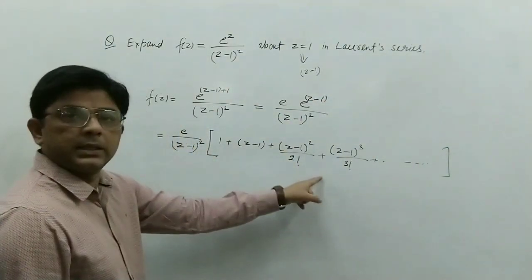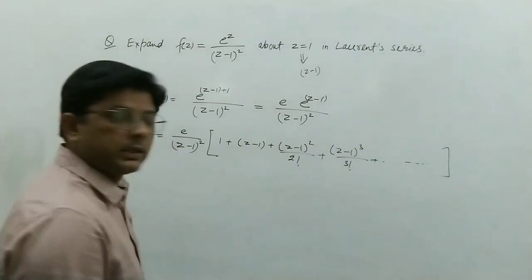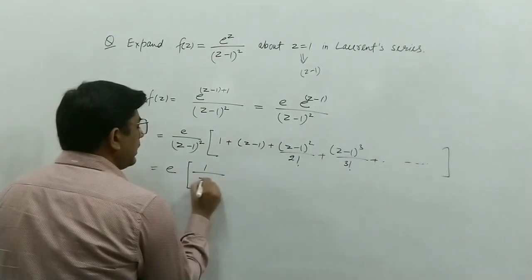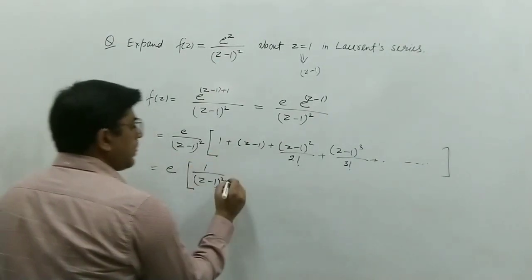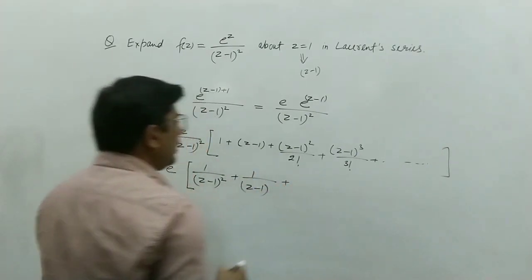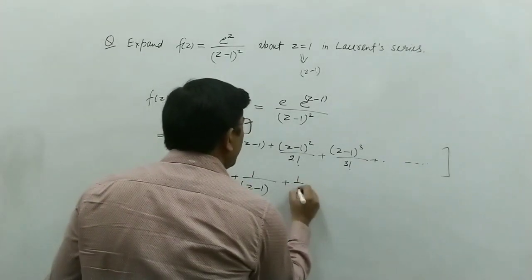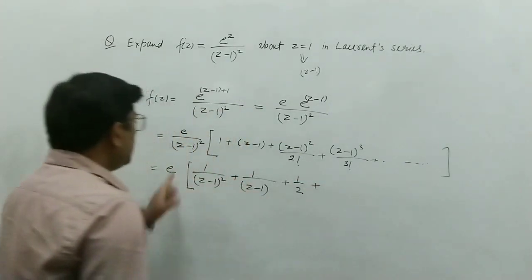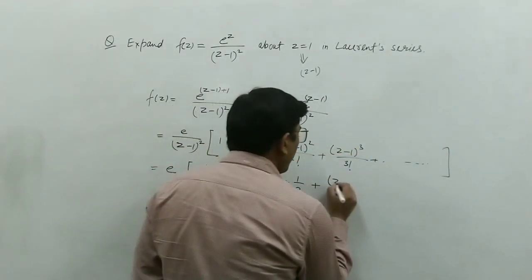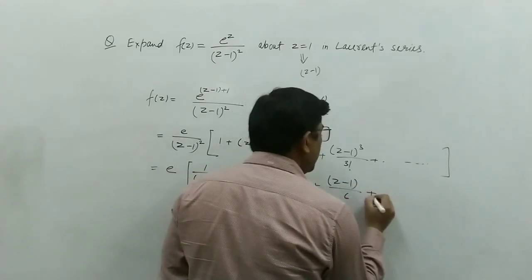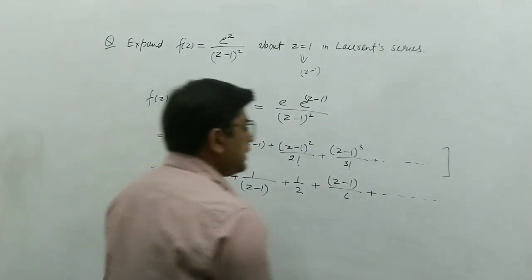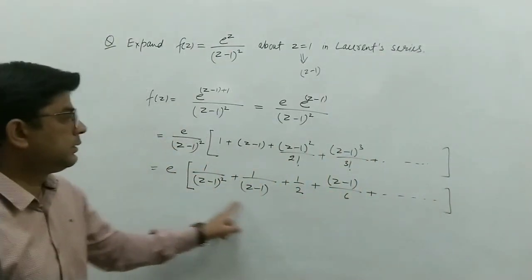Now we can multiply this inside, this 1 upon z minus 1 square. So this e is outside, and now when we multiply this, this will be 1 upon z minus 1 square plus, when we multiply here, 1 upon z minus 1, plus, when we multiply here, we get 1 upon 2, 2 factorial is 2, plus when we multiply here, this is 1 by 6 and z minus 1 remaining. So z minus 1 upon 6 and so on. We can write more terms.